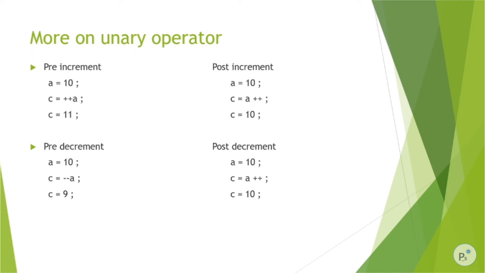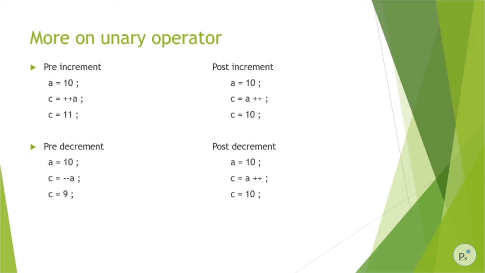Let's move to post increment. Same, we have assigned the value of a to 10, and here we have c equal to a plus plus, which means the value is first assigned to the variable, then it is incremented. Got that? Because the variable is coming first before the operator. The value is assigned to c first and then a is incremented. That's why variable c contains the value 10. Got it?